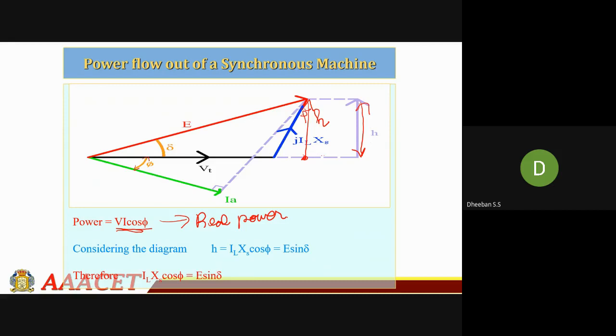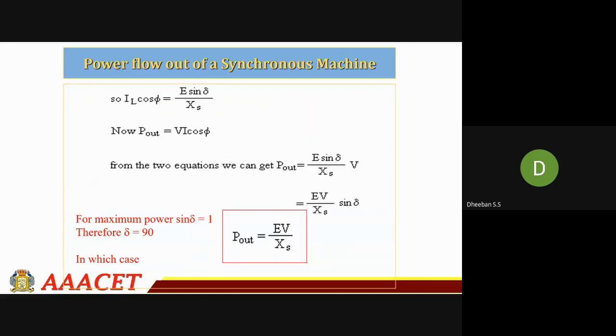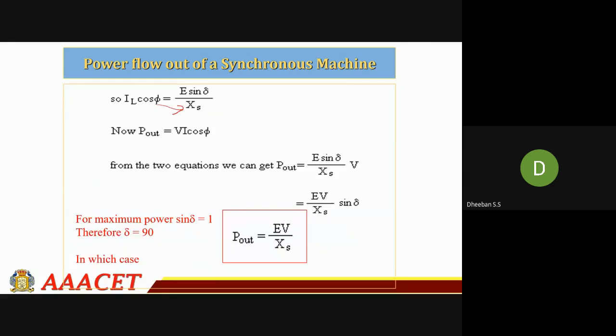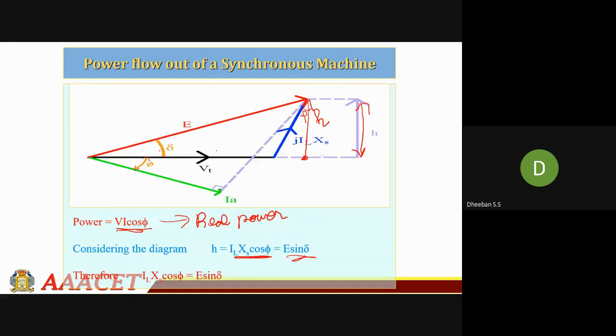After this, what happens is that this cos phi into IL excess will be equal to this E sin del, that is this value of your sine. So here your IL cos phi will be equal to E sin del with excess brought to your denominator. This H value is equal to E into sin del.